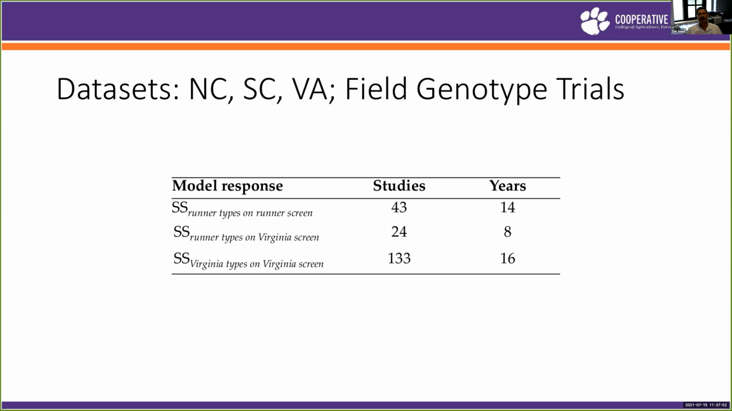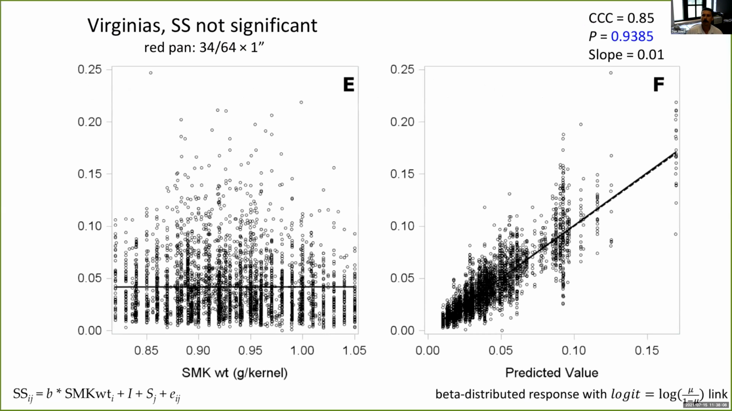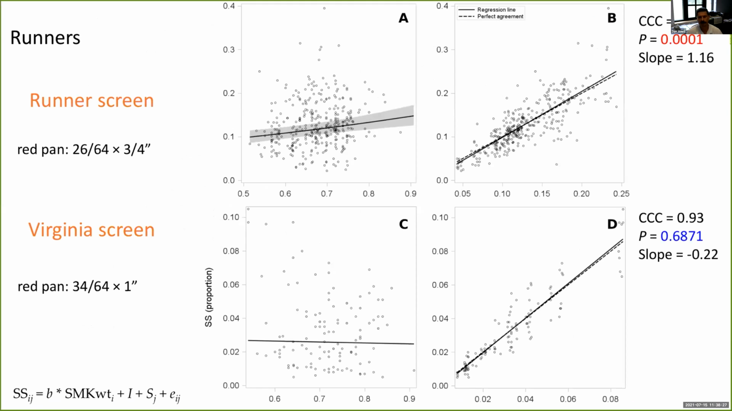And so we combined our data here in the VC, and depending upon which combination of market type and sheller screen we were looking at, we had between 24 and 133 data sets that were applicable for each of those combinations. Here we're going to look at the Virginia market type data first. As we can see over here on the left with the regression, we have that nice horizontal line, a real high p-value, a slope of about 0, really no significant relationship with sound splits for Virginia market types with increasing seed size. When we look at the runner data, we do see a different situation. When runners are processed on the standard runner sheller screen at 26/64 inch width slots, then we get a highly significant linear relationship.